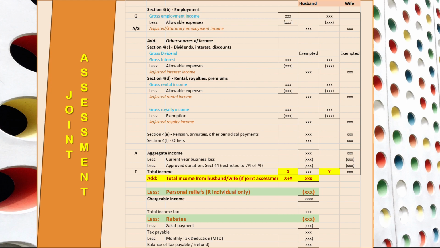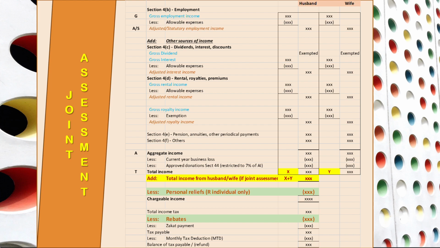Alright, this is how the joint assessment computation looks like. When you have joint assessment, you would have your total income. As I mentioned earlier, you do this separately for husband and wife until total income. If you opt for joint assessment, what is the impact? Your total income will be added and become as one. And what we are going to cover today is how the personal relief can be claimed under joint assessment.